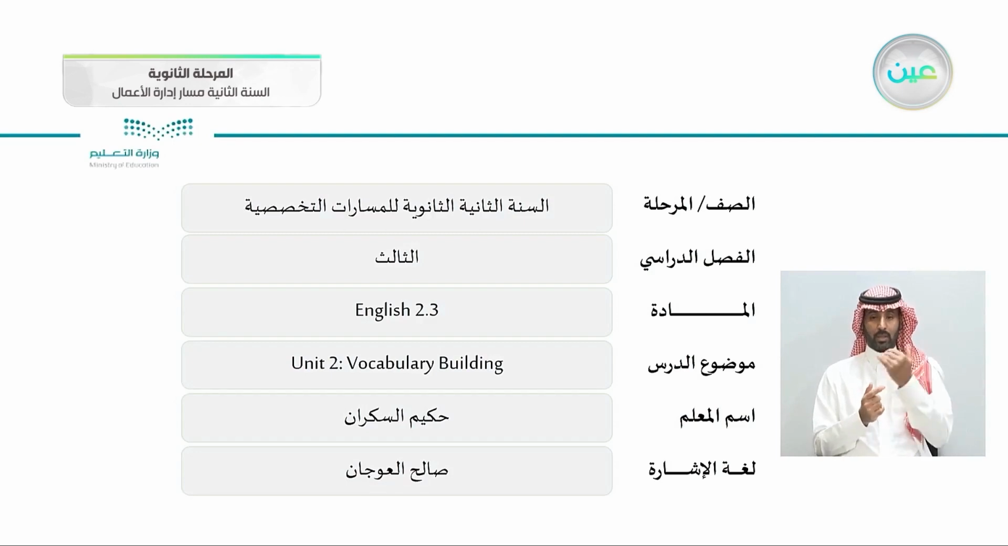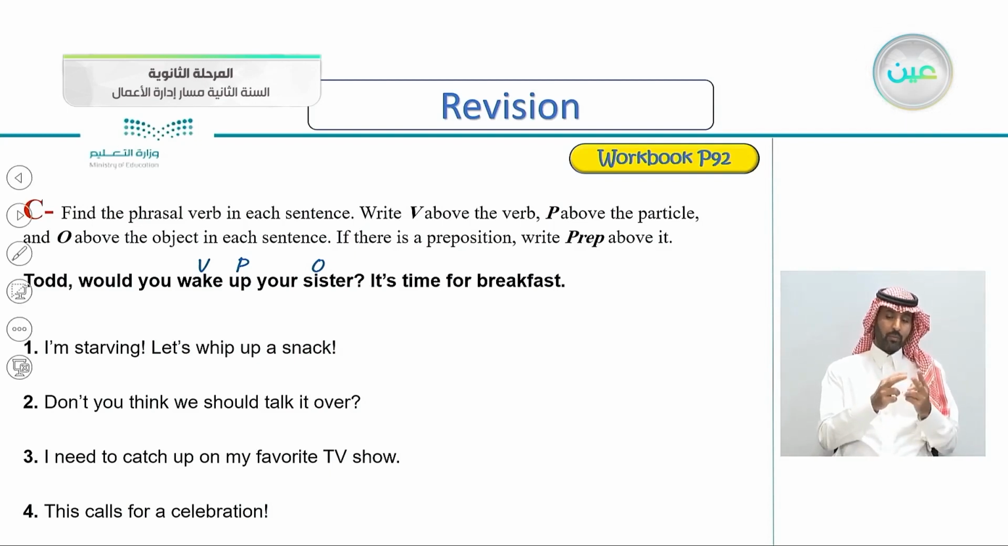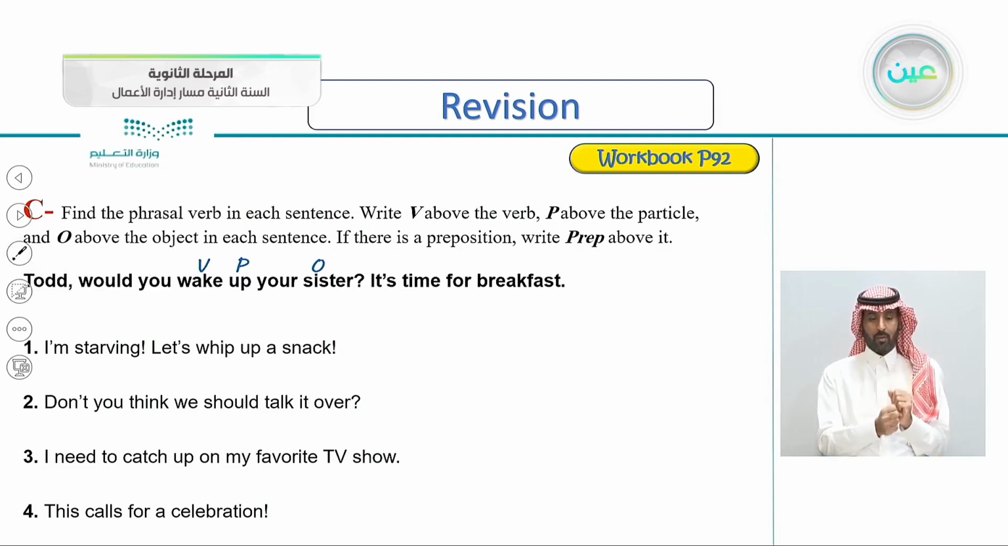So today we'll be learning a lot of vocabulary. But before we do that, please open your workbook, page 92, exercise C. Find the phrasal verb in each sentence. Write V above the verb, P above the particle, and O above the object in each sentence. If there is a preposition, write prep above it. So the first one is already done for you.